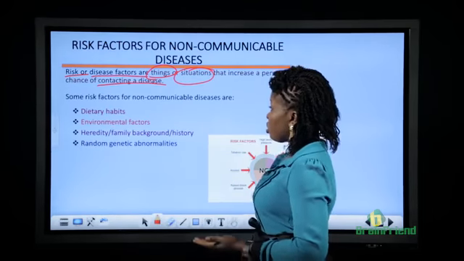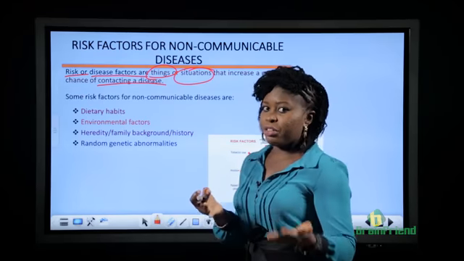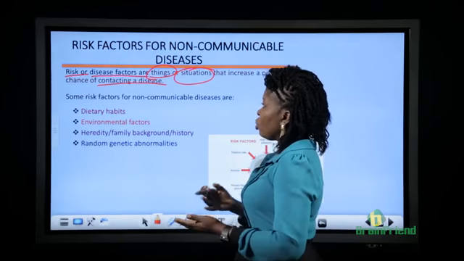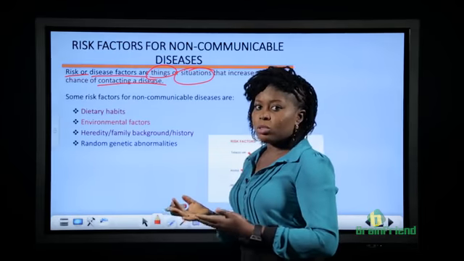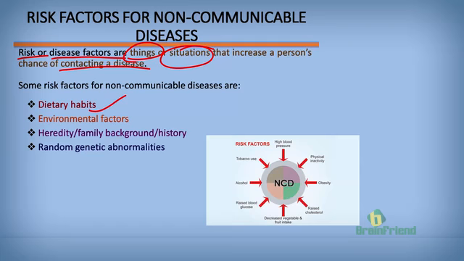So some risk factors, we've said that non-communicable diseases are not caused by pathogens, okay? So there are other things that are most likely to cause non-communicable diseases, all right? So they are our dietary habits, the kind of food we eat, the kind of things we put into our body, okay? Remember, it is what you give into your body that your body gives you in return. So if you are always eating healthy foods, you're likely to reduce your chance of coming down with non-communicable diseases.